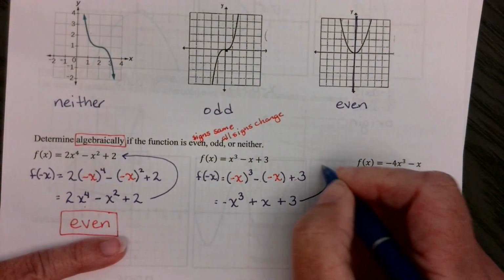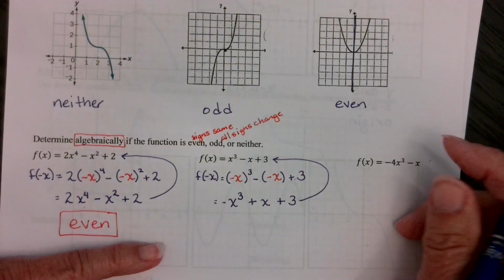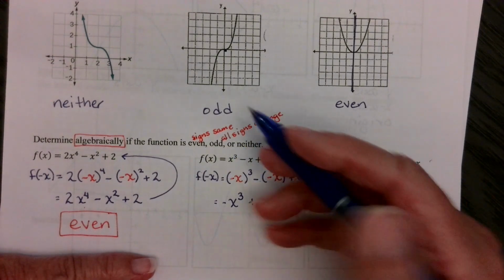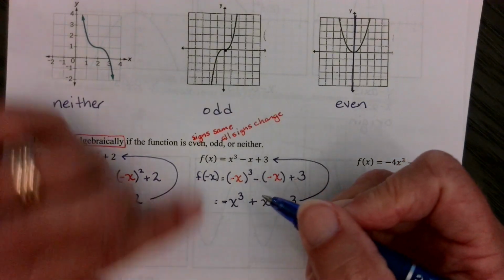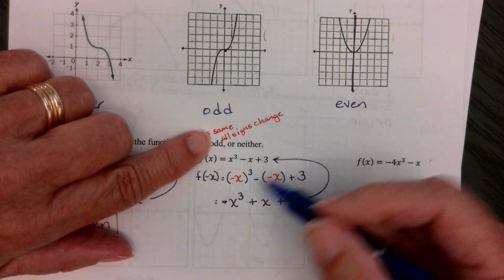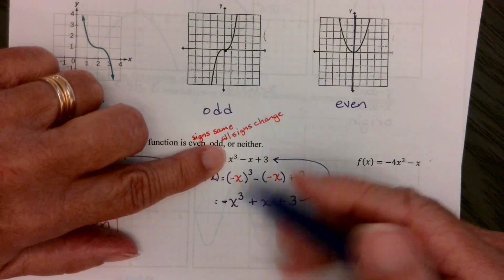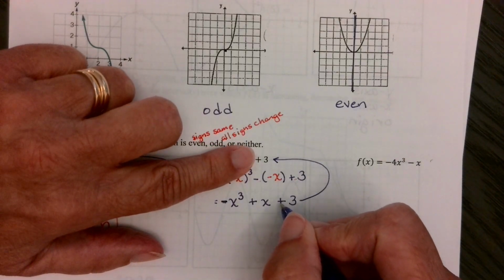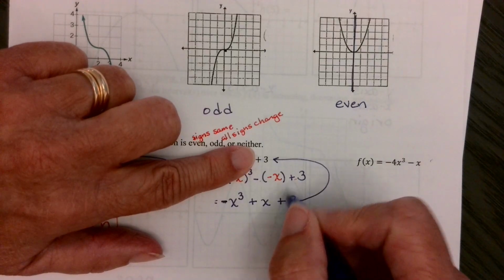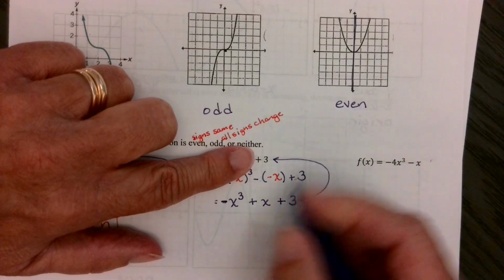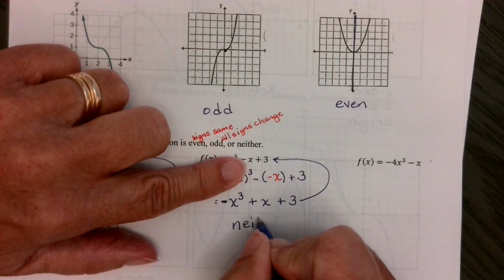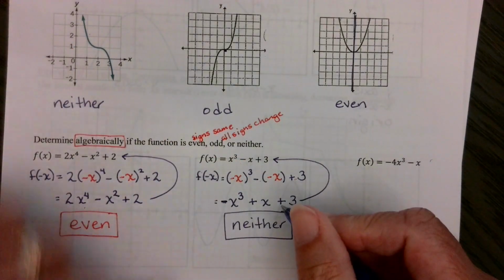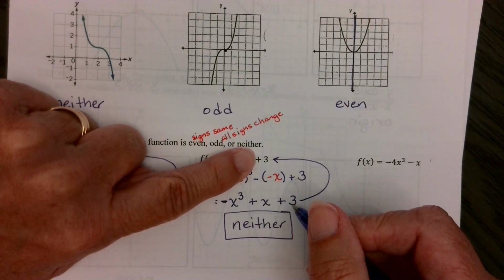So now I'm going to compare this with our original problem. In order for it to be even, all the signs are the same. Well, that's not true. In order for it to be odd, all the signs have to change. This one changed, positive to a negative, negative to a positive, but this is still a positive 3. So this is a combination, some changed. So this one is neither even or odd because the 3 did not change. This 3 would have had to have been a minus.